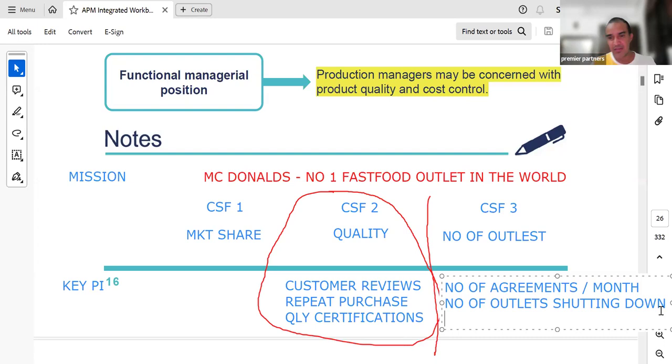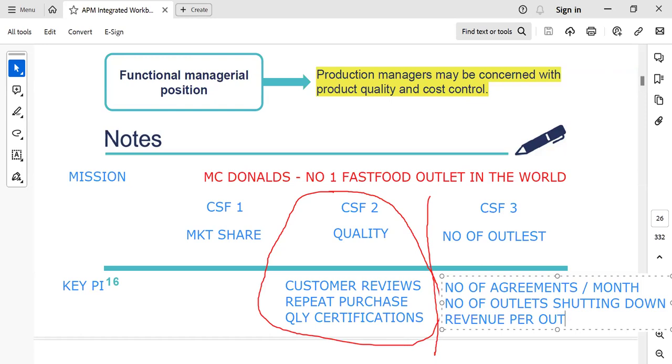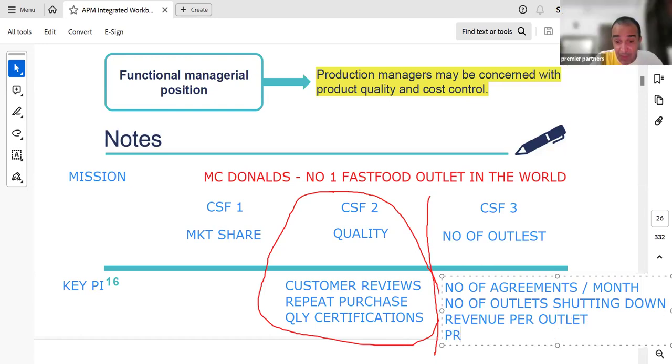Should you measure anything else? Revenue. Revenue per outlet. Profit per outlet. And you can also take royalty. Now, when you look at these KPIs, you will know whether achieving the largest number of outlets is a reality or not.